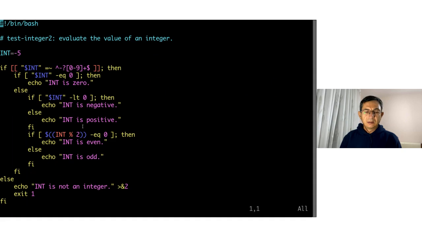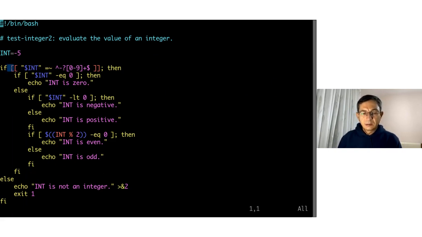It is testing an integer, and it is making different checks. Is it less than 0? Is it even or odd? And so on. But the only difference is this special construct here with this double square bracket. This is another way to make a test, and it has some small differences with the ones that we have seen so far, which is basically the command test and a single square bracket.